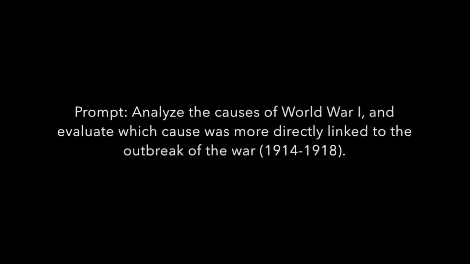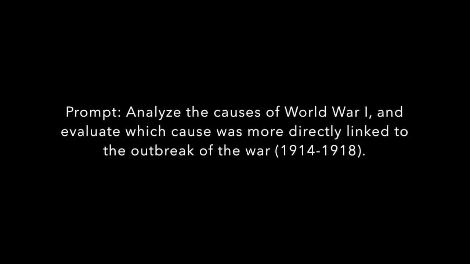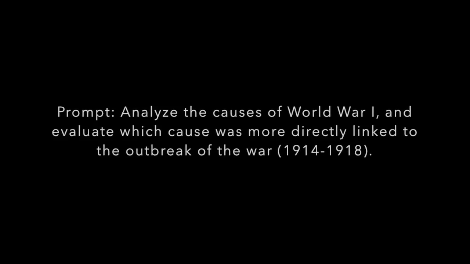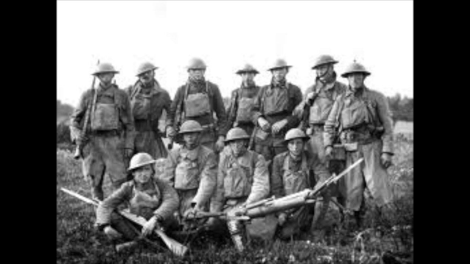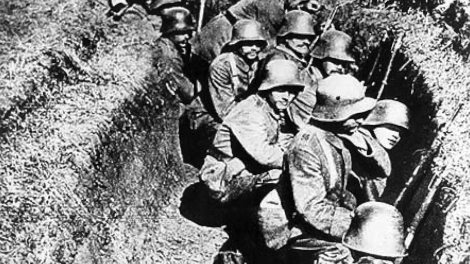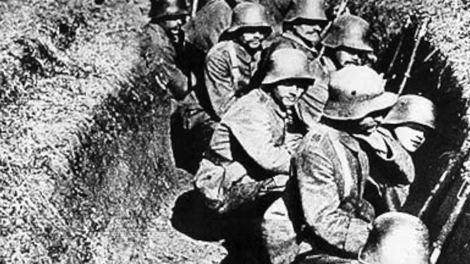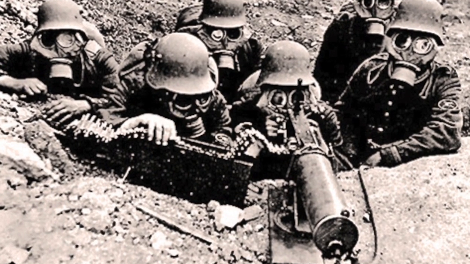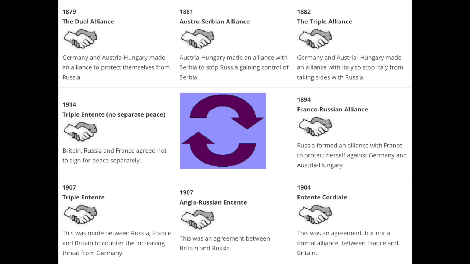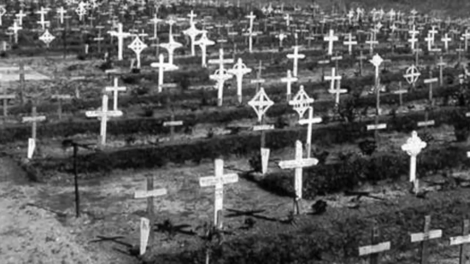Analyze the causes of World War I and evaluate which cause was more directly linked to the outbreak of the war. World War I brought on an unprecedented amount of death and devastation, putting Germany, Austria-Hungary, Bulgaria, and the Ottoman Empire against Great Britain, France, Russia, Italy, Romania, Japan, and the United States, which were the Allied powers, causing the deaths of over 16 million people.